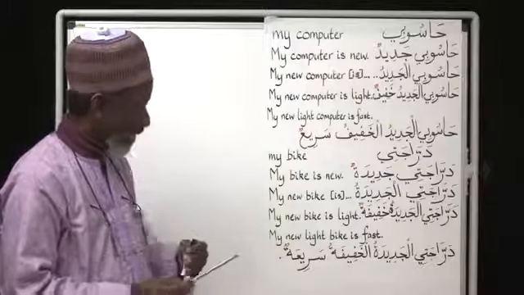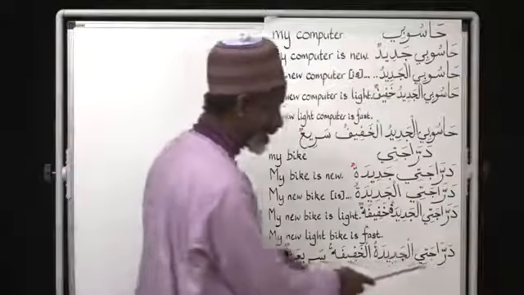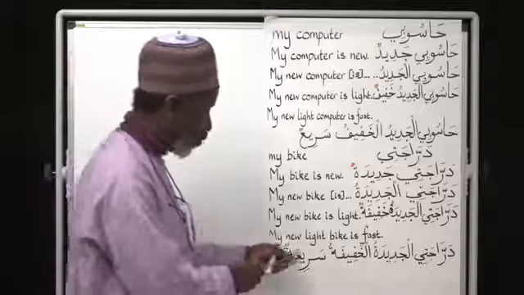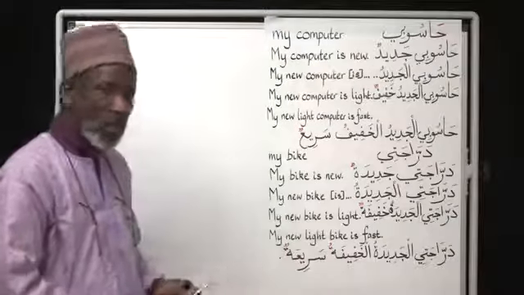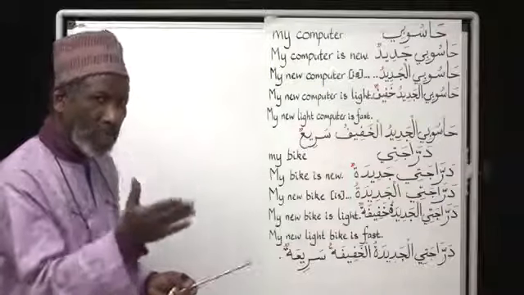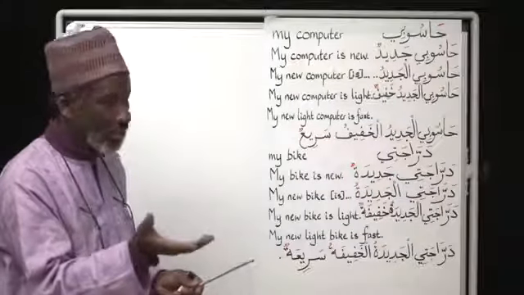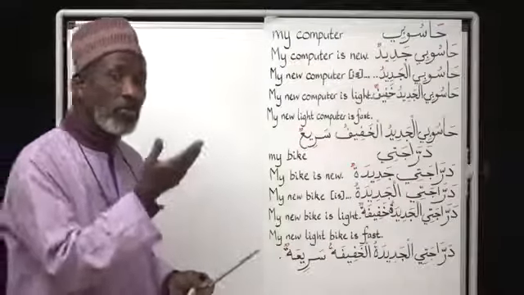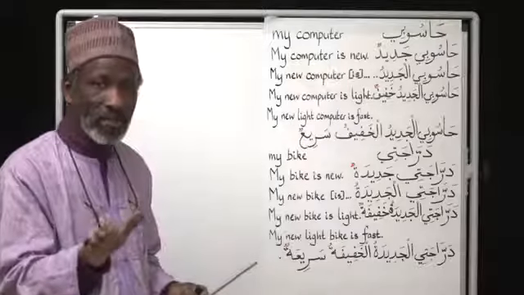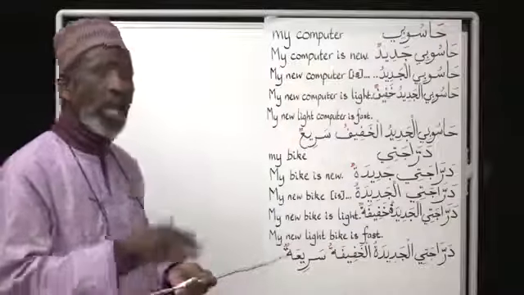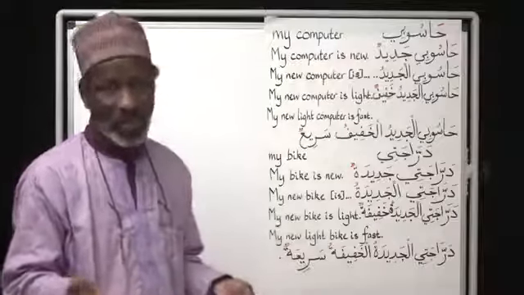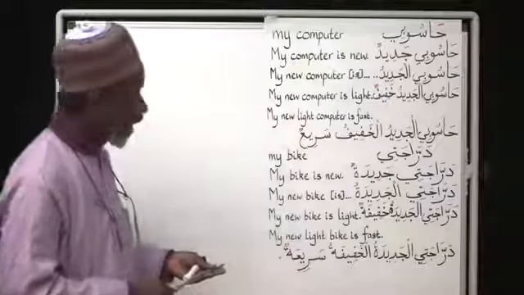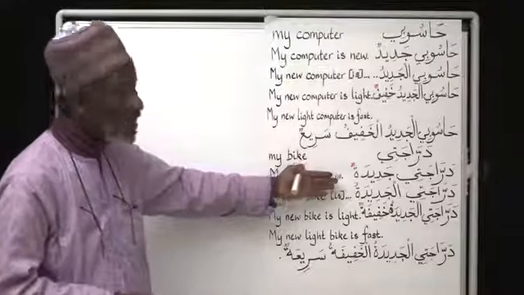Again, to demonstrate, you can extend that sentence. Darajatil jadidatul khafifatu seriyatun. My new light bike is fast. Look at the arrangement. Look at how we are manipulating the noun and the adjectives to achieve a complete sentence. And this is a verb-free sentence. What we are doing so far is non-verbal sentences and phrases, just manipulating the noun and the adjective. So use this one as well as your reading practice.